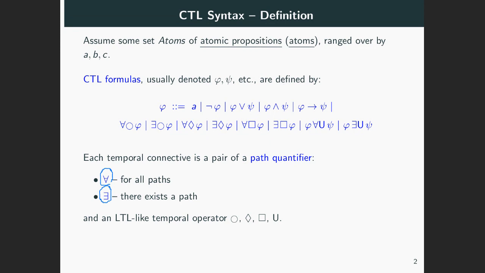You can recognize next, eventually, always, and until, which are familiar from LTL. Note, however, that in CTL, the path quantifiers and the temporal operators always come in pairs. They cannot be detached.